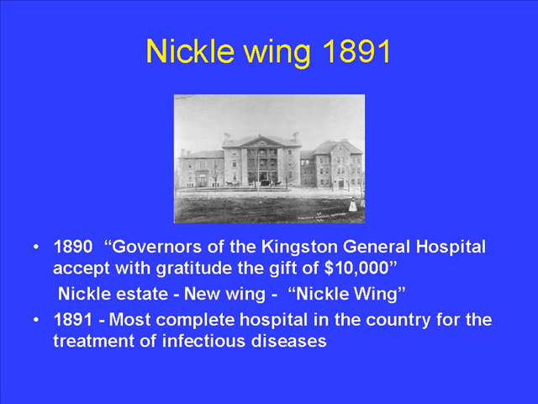And this is the Nickle Wing here on the right-hand side of the main building, and this is the Watkins Wing here. And what happened is that William Nickle, who lived in a house next door to the hospital, the house that's still there, was a governor. And he died in 1890, and in his will he left his wife $10,000 to be used for philanthropic purposes. And his wife decided to give the $10,000 to the Kingston General Hospital to build this building. And therefore it is known as the Nickle Wing.